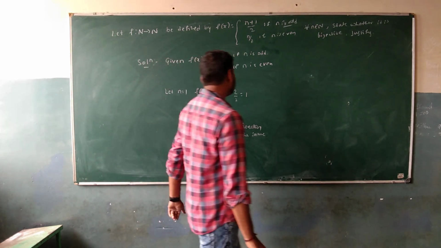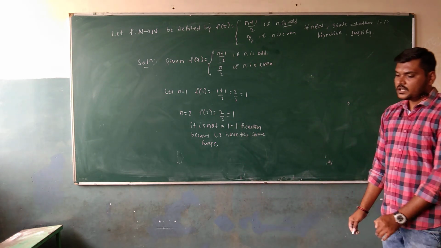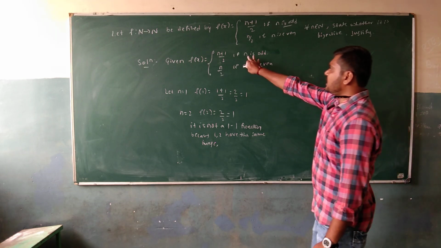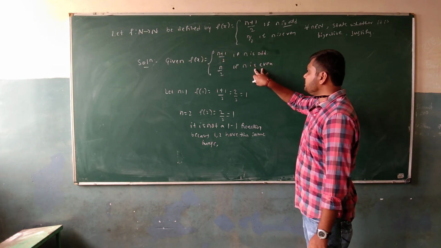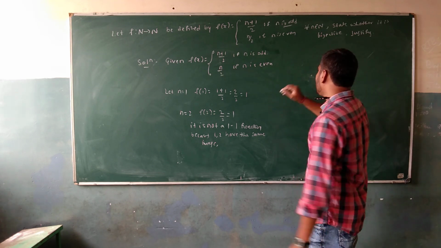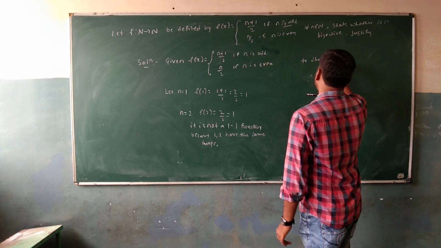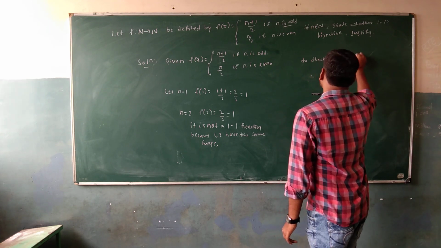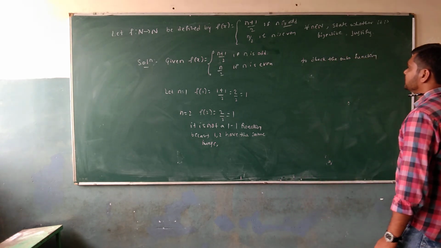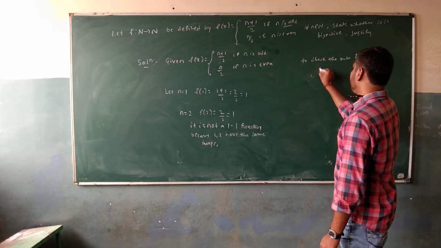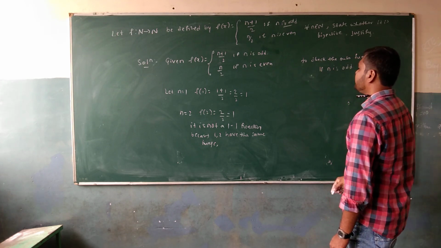So to check the onto function, here they have given that if n is an odd number, then the function is (n plus 1) divided by 2, and when n is an even number, the function is n by 2. To check the onto function, suppose n is odd.